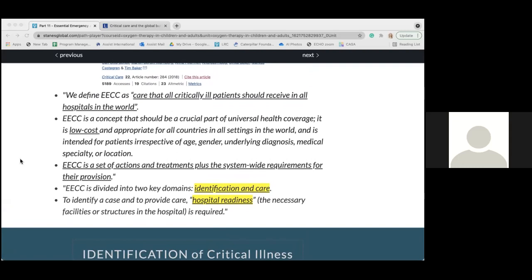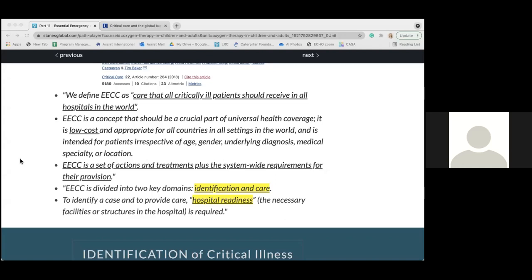So really, you do not need to have a diagnosis to be able to resuscitate these patients, whether you are in the ER or in the general ward where the patient develops critical illness. You do not need to have all the sophisticated equipment. EECC is a set of actions and treatments, plus the system-wide requirements for their provision. What is important is recognition, followed by action and treatment.